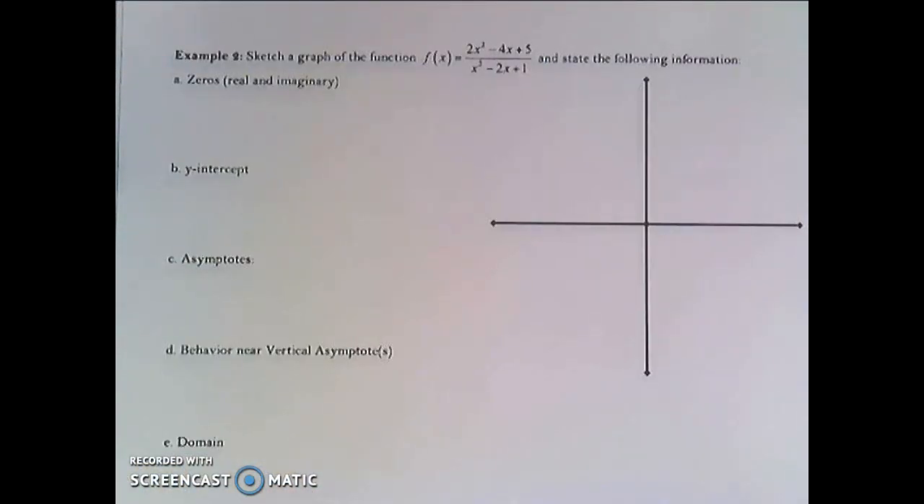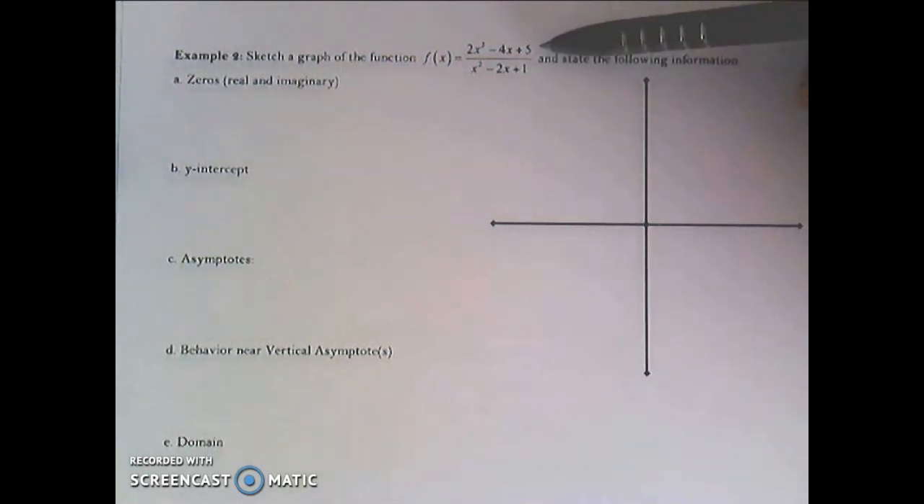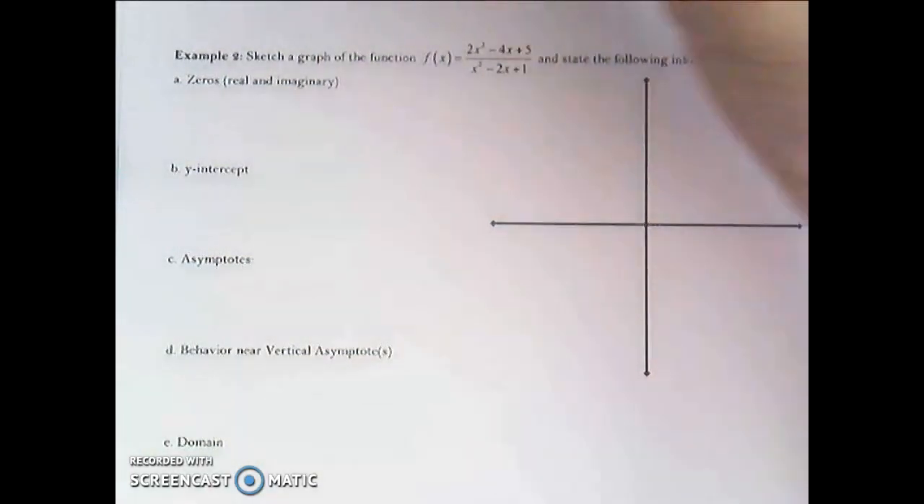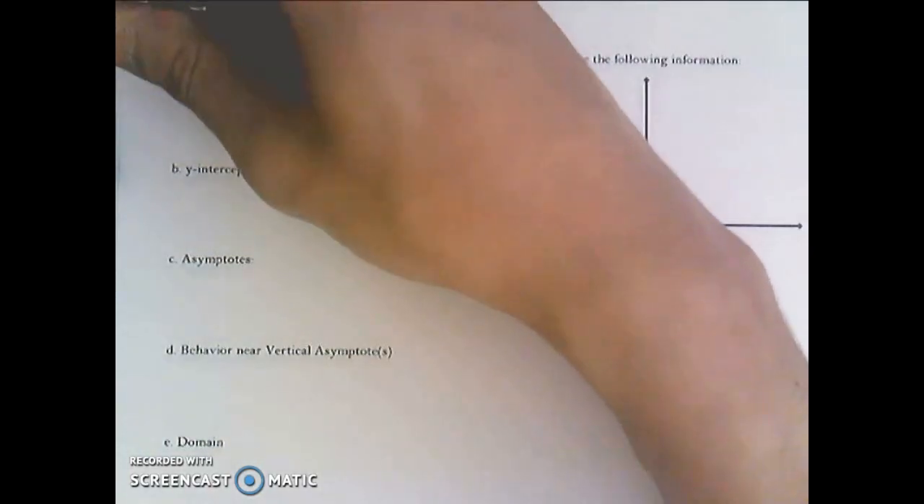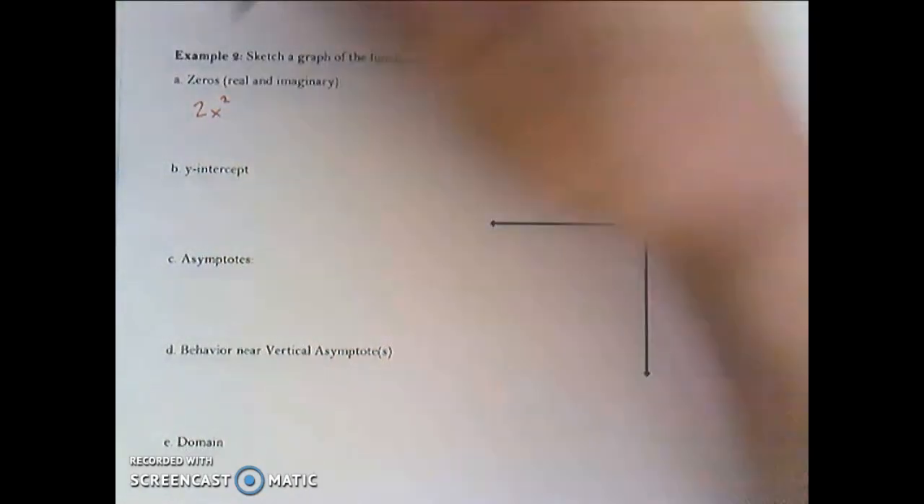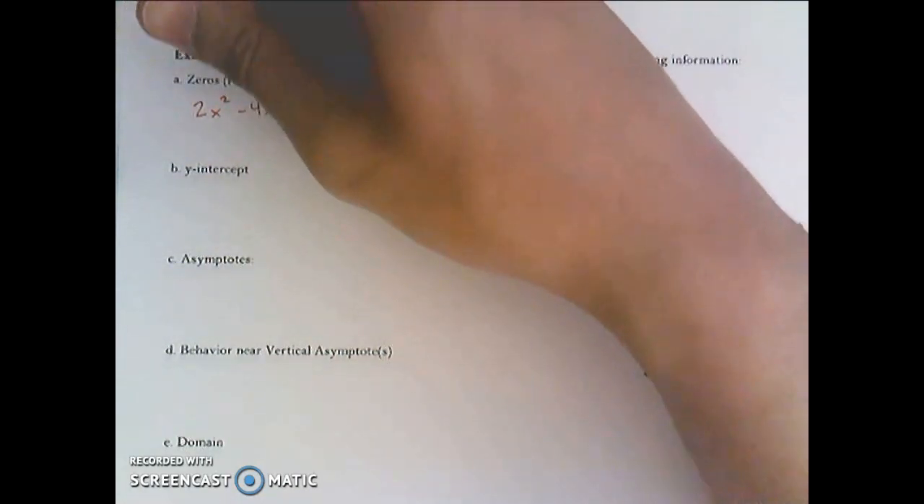Let's try example 2. Here I've got a rational function. Let's start off by finding the zeros. So remember, the zeros, both real and imaginary, are where the function equals 0. In order for this rational function to equal 0, it's the same as saying the numerator is equal to 0. So we can say that the zeros are where the numerator, 2x squared minus 4x plus 5, is equal to 0.